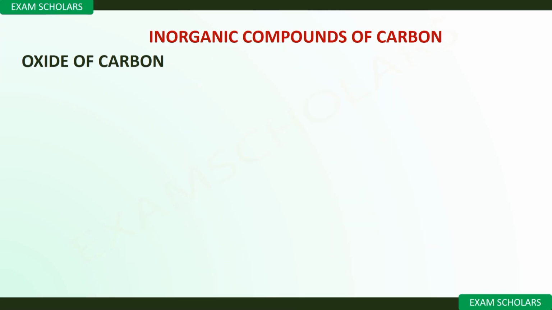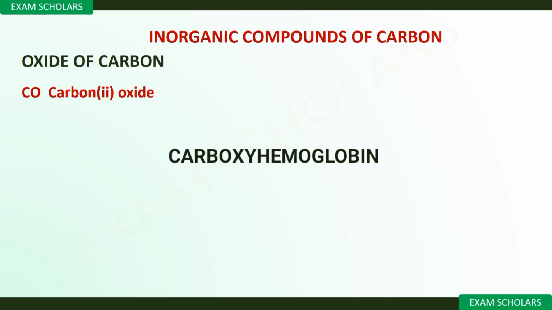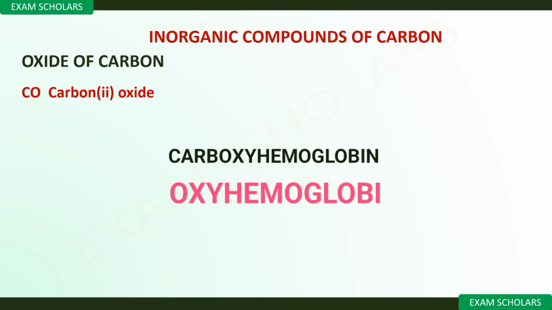So now another oxide of carbon is carbon monoxide, a poisonous gas. You see, this carbon monoxide is very poisonous. When you inhale it, this is what is going to be happening. It's going to be binding up with your blood, hemoglobin. We now have carboxyhemoglobin instead of having oxyhemoglobin.